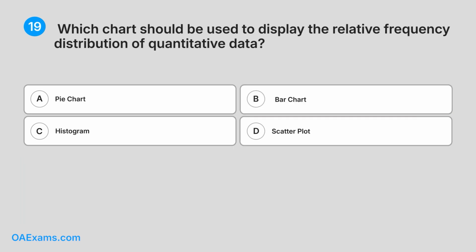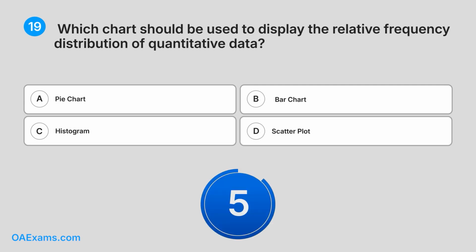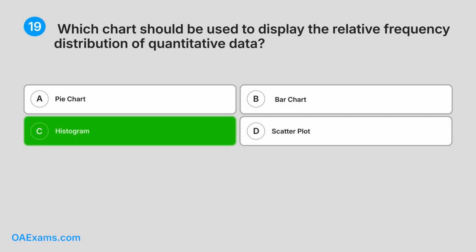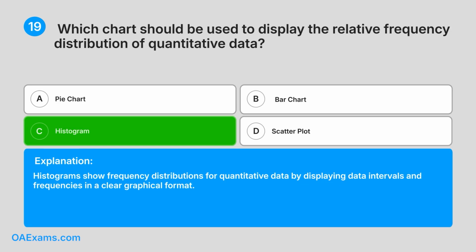19. Which chart should be used to display the relative frequency distribution of quantitative data? A. Pie chart. B. Bar chart. C. Histogram. D. Scatter plot. Do you know the answer? Correct answer. C. Histogram. Explanation. Histograms show frequency distributions for quantitative data by displaying data intervals and frequencies in a clear graphical format.